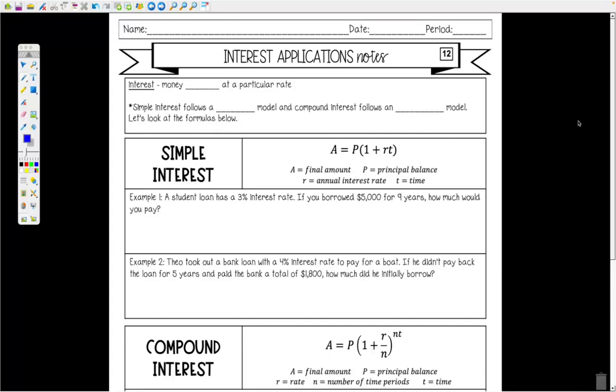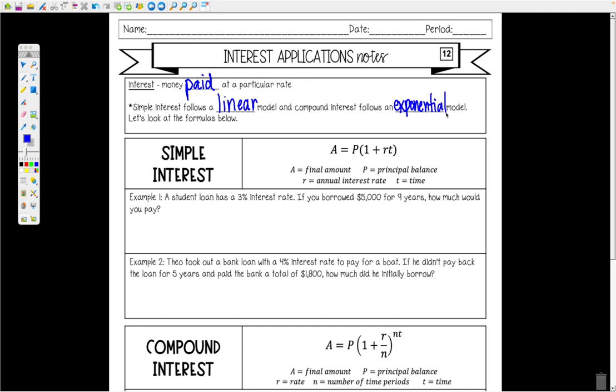The takeaway here is that interest is just money that's paid at a particular rate. So that's the word that goes there. Simple interest follows a linear model, whereas compound interest follows an exponential. You will see the difference between the two formulas and how simple interest doesn't stack up as quickly as compound interest will.